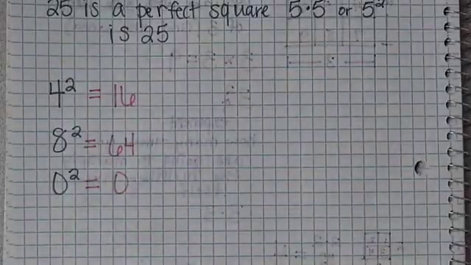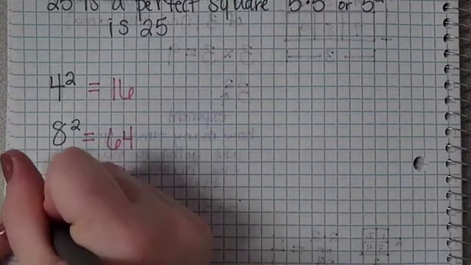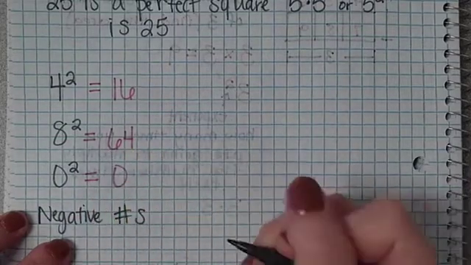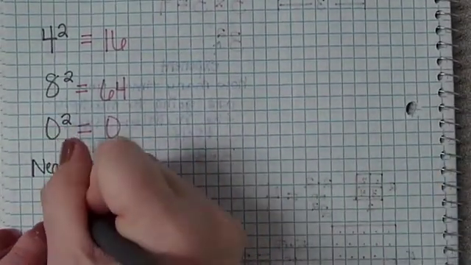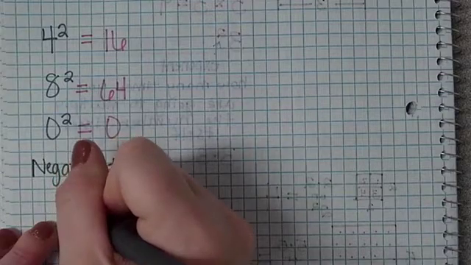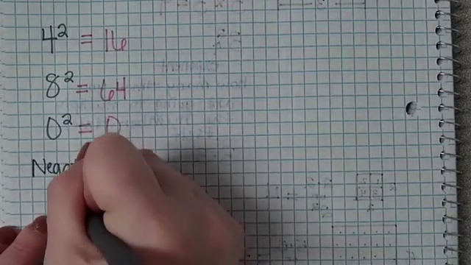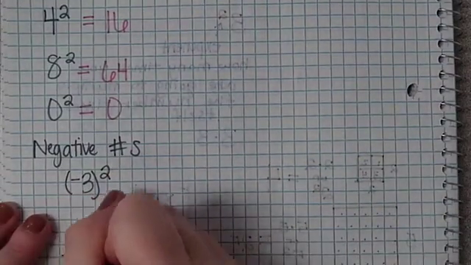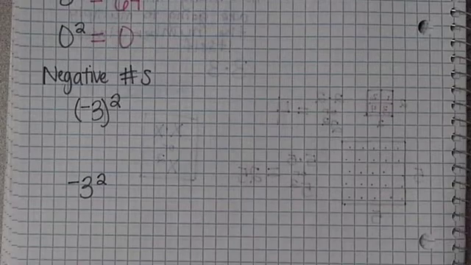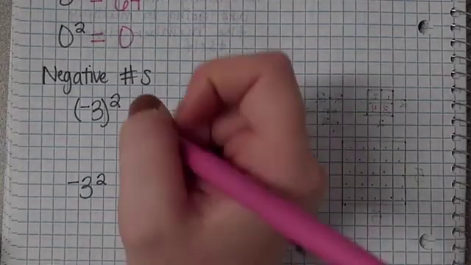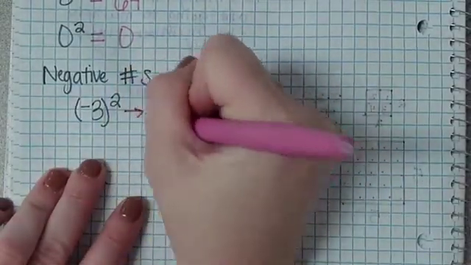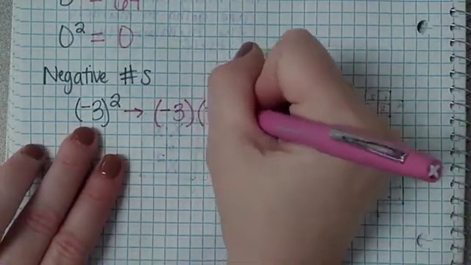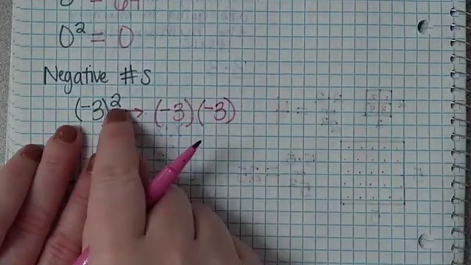Okay, now let's look at negative numbers. I want to show you something. If I have that, and I have that, this one is like saying I have negative 3. Notice it's in parentheses, so I have negative 3 2 times, because remember that exponent tells us we have 2 of them.